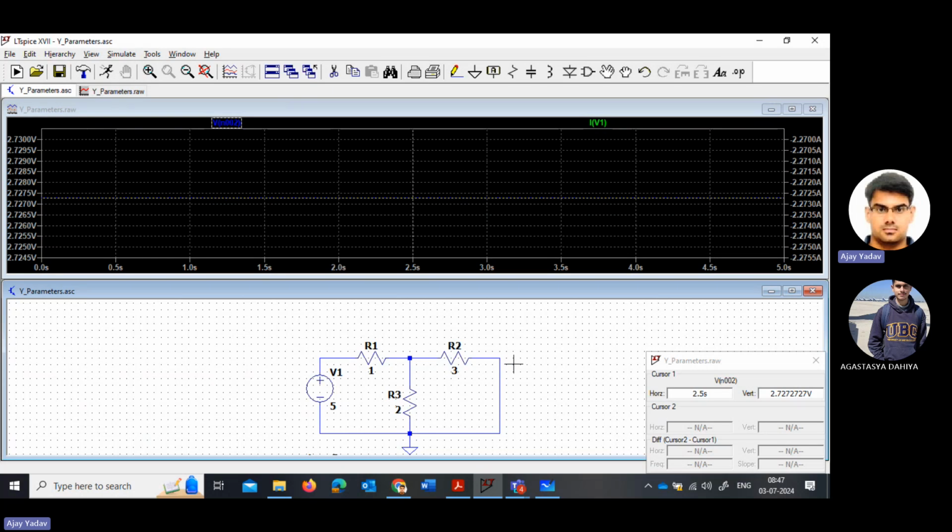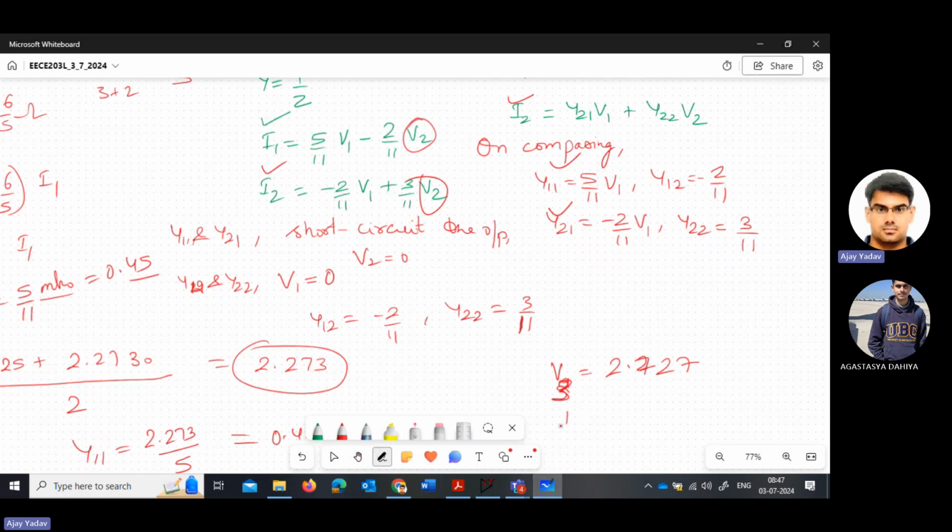Because a current source is not there, it is not showing the current value. So what is the value of this I2? I'm using the minus sign because the assumed direction is opposite. So this voltage 2.727 divided by 3. What is the value of this? 0.909. Okay, now you got the value with the minus sign, right?